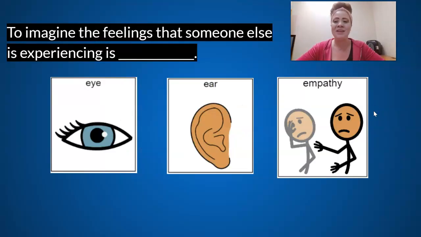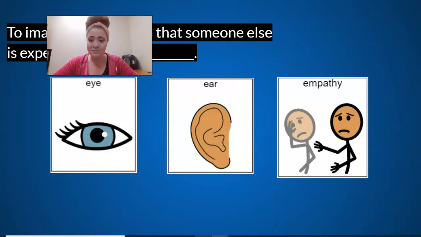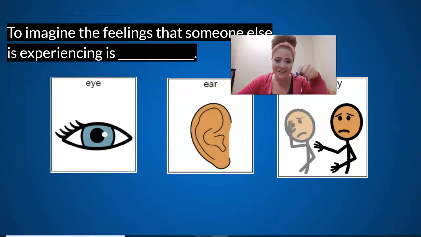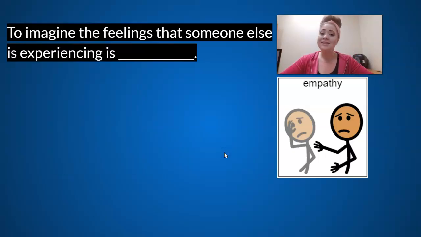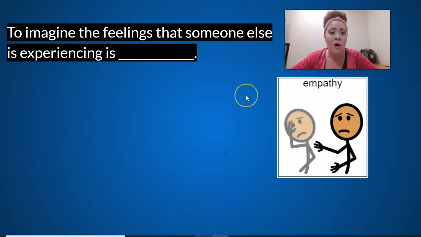Question number 1. To imagine the feelings that someone else is experiencing is it eyes? Is it ears? Or is it empathy? Which one? Did you say empathy? If you said empathy, that's right. To imagine the feelings that someone else is experiencing is called empathy.